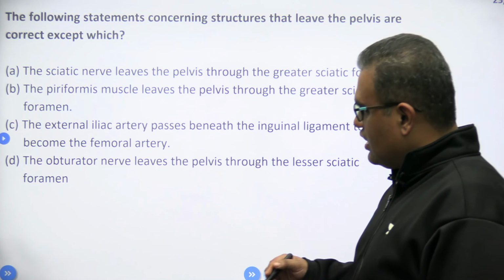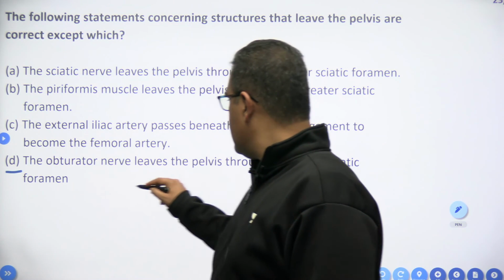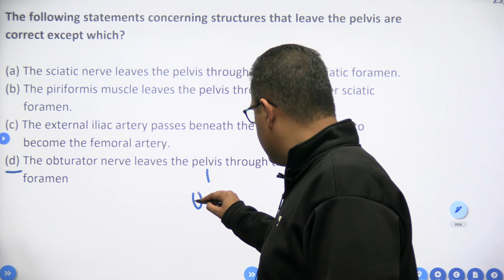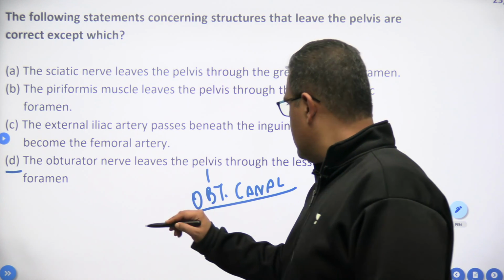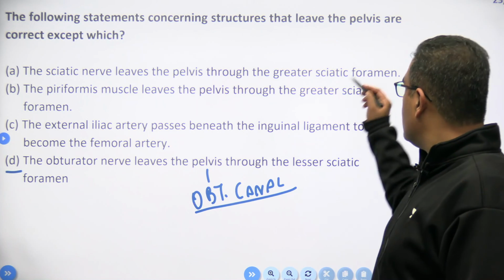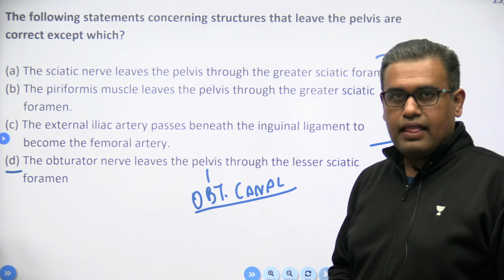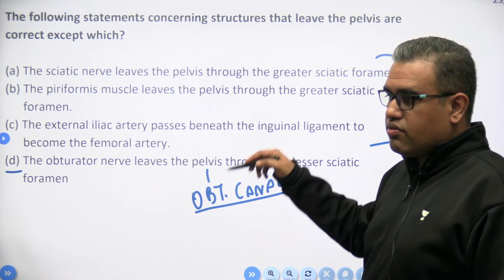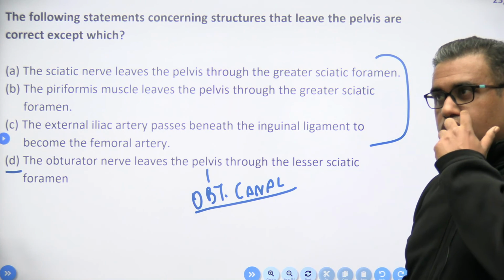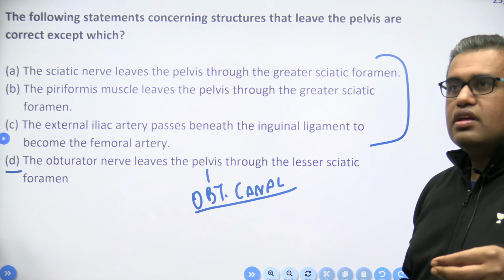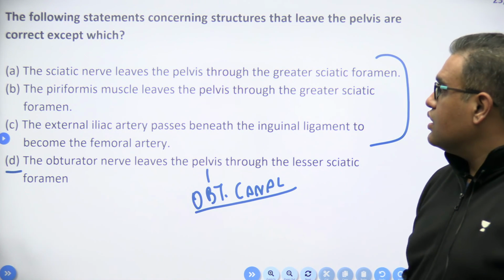Okay. We should know the answer over here is option number D, that the obturator nerve leaves the pelvis through the obturator foramen. There is the obturator canal in the obturator foramen, from where it passes. Rest all these statements are perfectly fine. The piriformis muscle passes through the greater sciatic foramen, with the sciatic nerve, with the superior and inferior gluteal vessels, with the nerve to obturator internus, with one or two more small nerves.